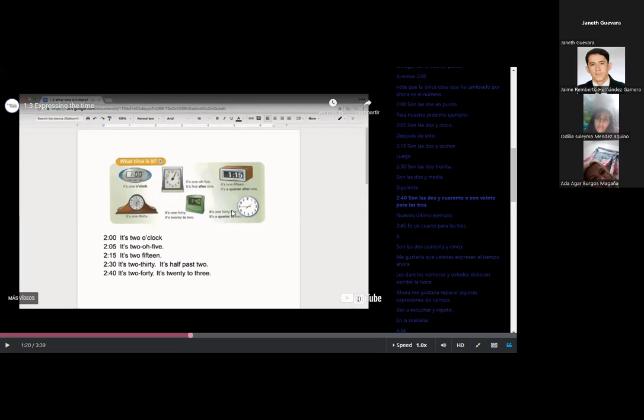Ahí sería it's 1:15. Ah, ok. Un cuarto después. Entonces se podría decir it's 1:15. Y si ya son, si ven el último, en el último que tenemos acá dice it's 1:45. It's 1:45. Entonces puede dar la hora.